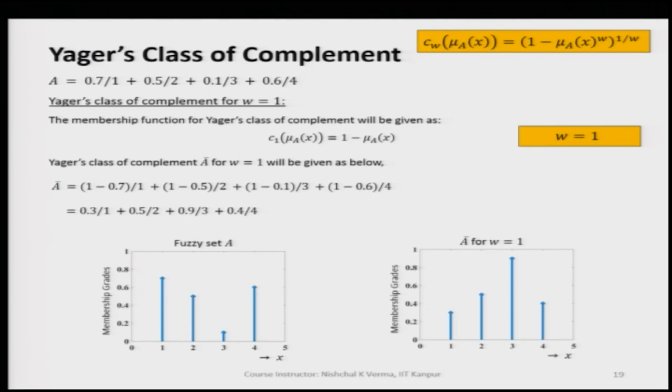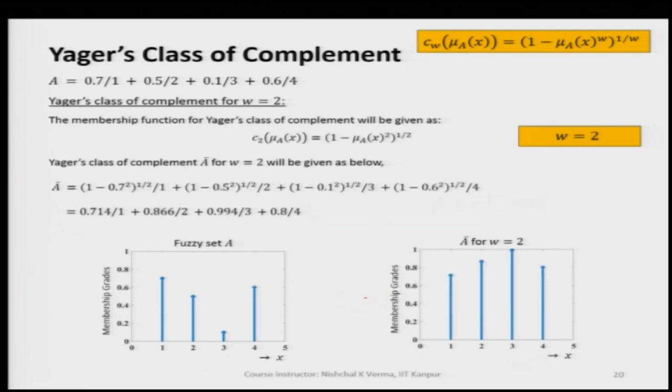So, for W is equal to 1, we apply the same formula and the complement of the fuzzy set A we are getting as this. And since we have taken W is equal to 1, this is returning us the basic complement. So, this is the basic complement. We can clearly see that these are the basic complement.